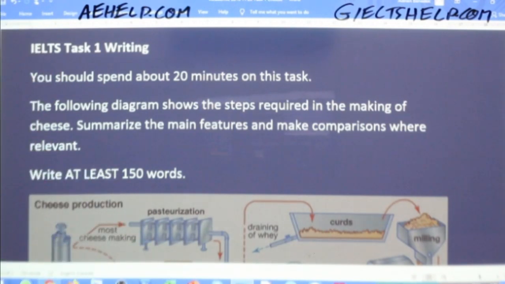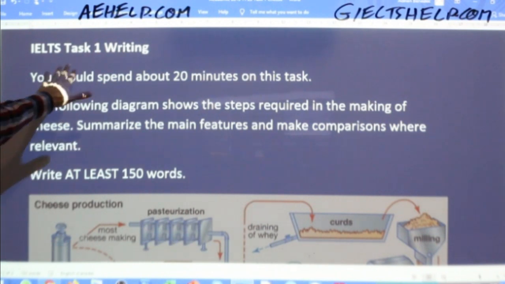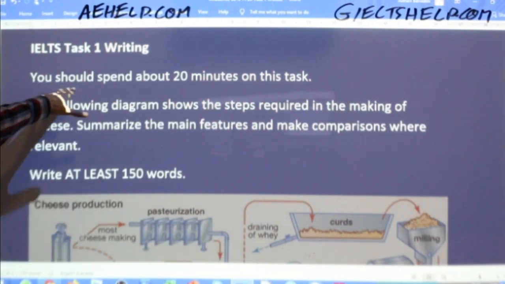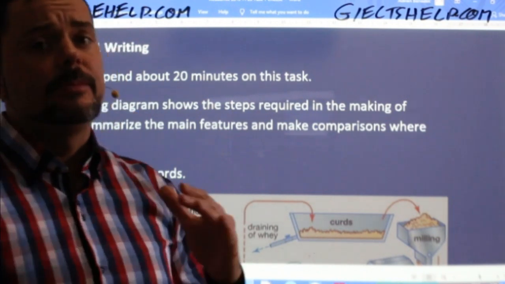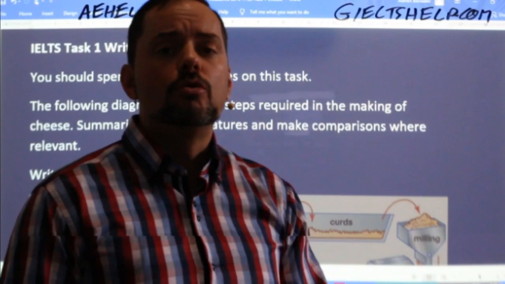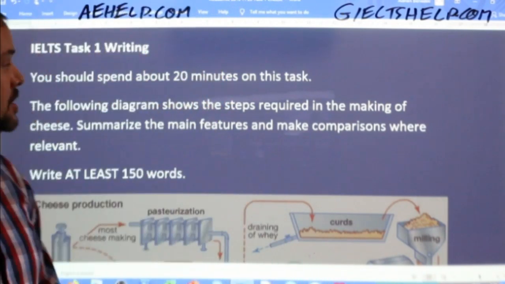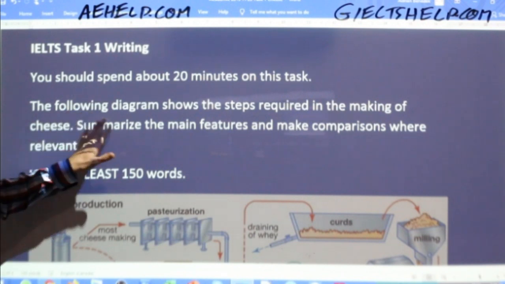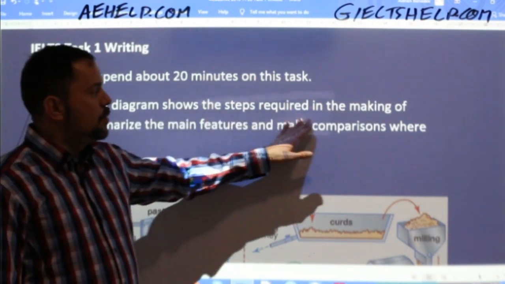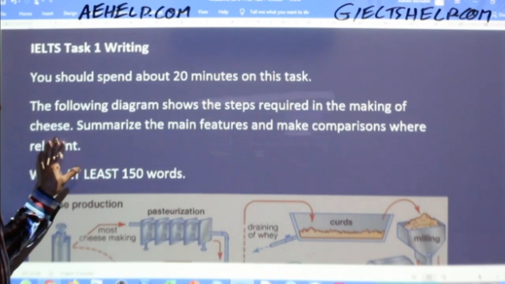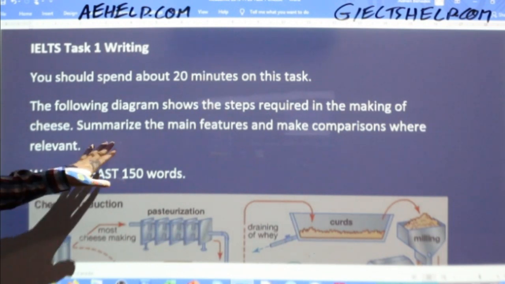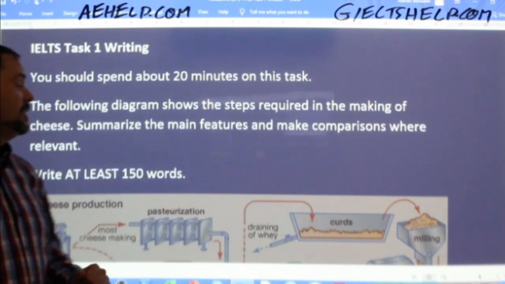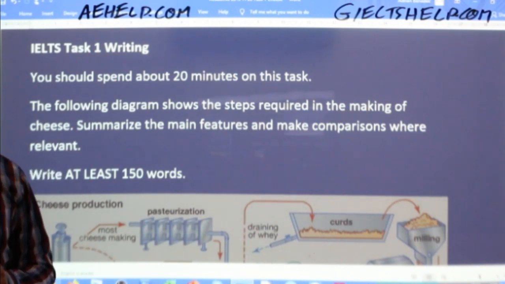Okay. All right. So IELTS Task 1 Writing. Let's take a look at this. You should spend about 20 minutes on this task. Again, practice your timing at home. Don't go over 20 minutes, okay? So only spend 20 minutes. The following diagram shows the steps required in the making of cheese. I don't know about you, but I personally love cheese. Many different kinds of cheese. It's an exciting topic. Summarize the main features and make comparisons where relevant.